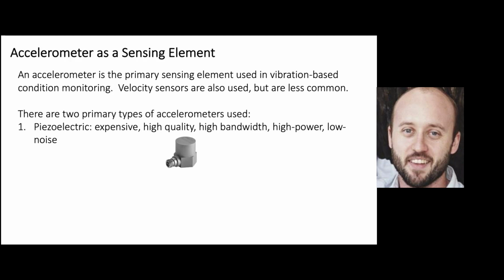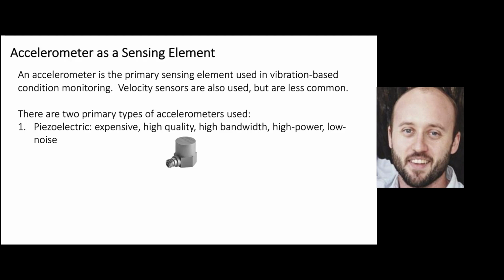And this is oftentimes a little bit more pricey. It could be usually in the order of thousands of dollars for a single sensor, but it's going to be much higher quality, very high quality signal, very high bandwidth signal, so that one-to-one transmissibility goes out very far. It's going to have a high power input and it's going to be very low noise. So what that means is it's a very high quality signal, really good for condition monitoring. However, it can be extremely expensive.